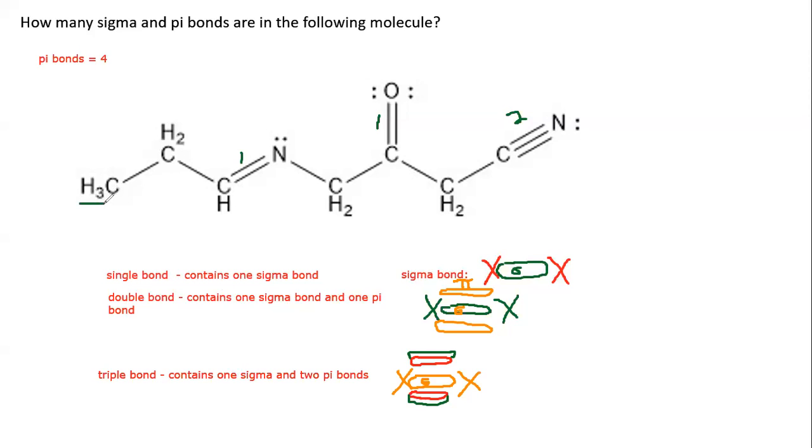Now for the sigma bonds, we have to count every bond. So here we have 3 carbon-hydrogen bonds. So that's 3, 4, 6, 7, 8, 9, 10, 12, 13, 14, 15, 17, 18, 19. And so there are 19 sigma bonds. And so that's how you determine the number of sigma and pi bonds in a molecule: for sigma bonds, look at all the bonds present, and for pi bonds, just look at the ones that have multiple bonds.